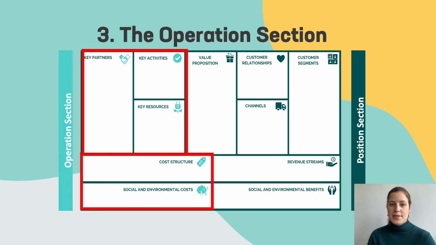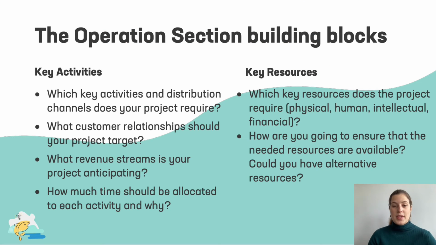Let's move on to the left side of the business model, the operation side. Here we have key activities. These are all the activities within your business that you need to carry out in order to make sure that your business moves forward and that your product or service is delivered to your customer efficiently. List down all the activities you need to carry out, as well as what resources you will need to carry them out and how much time you will need.